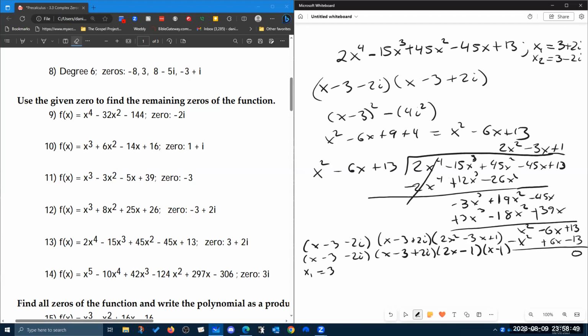X1 is 3 plus 2i. X2 is 3 minus 2i. X3 is 1/2. X4 is +1.